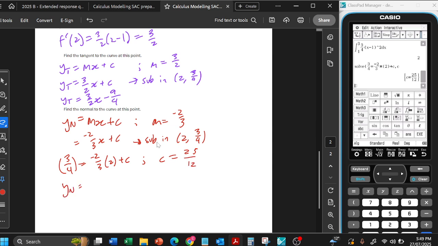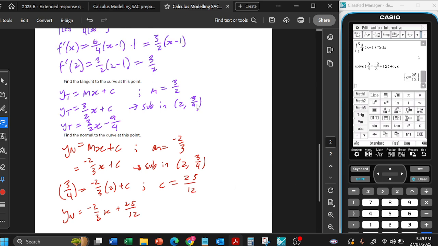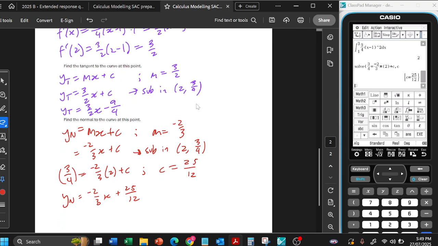And here is the equation of the normal. So the gradient is negative 2/3 x plus 25/12. And that's the equation of the normal. And then, of course, it's quite straightforward for me to check this at the end. You can check this on the CAS to double check that everything is correct.